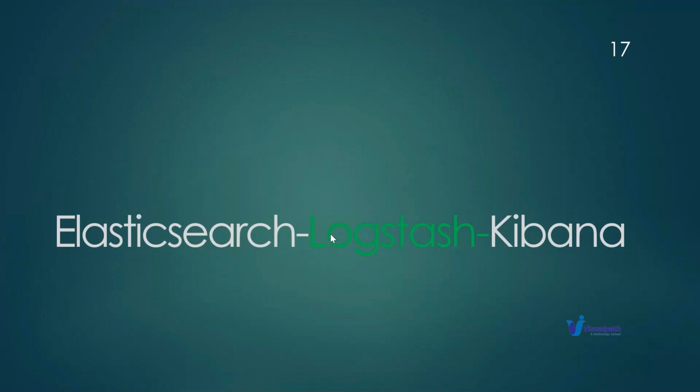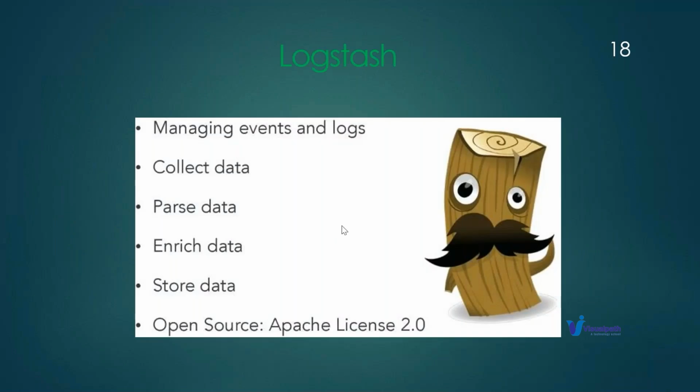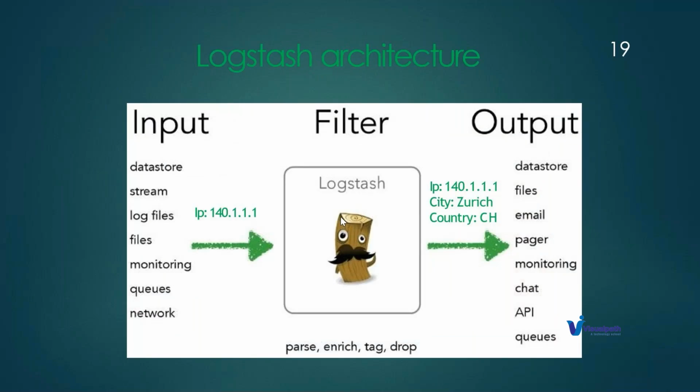Okay, let's start detailing the smaller components. The first component is Logstash. So what does Logstash do? It just manages events and logs. It collects the data, parses the data, ingests the data, and stores the data, and it's under the Apache open source license. I'll explain how this architecture works. It has three components: input, filter, and output. Input means how your data is going to be processed.